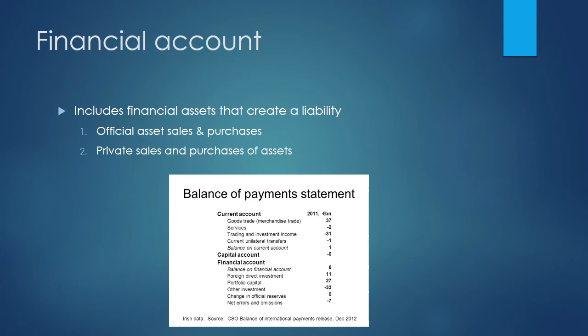All right, now over to the financial account, our second part of our balance of payments. Remember that these include financial assets that create a liability. So that's your fundamental difference. Current account things don't create a liability, financial account do. If you remember that, you'll be pretty good if you remember what a liability is. There's two aspects. One is official asset sales and purchases. The other is private sales and purchases of assets. And on the next slide, I'll explain the difference between those two things.